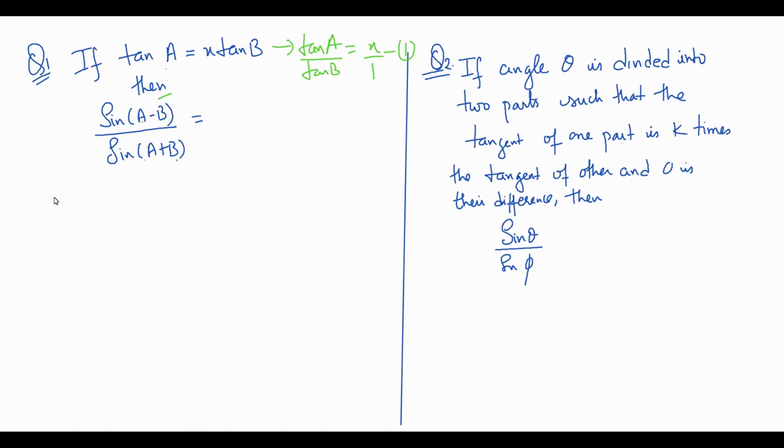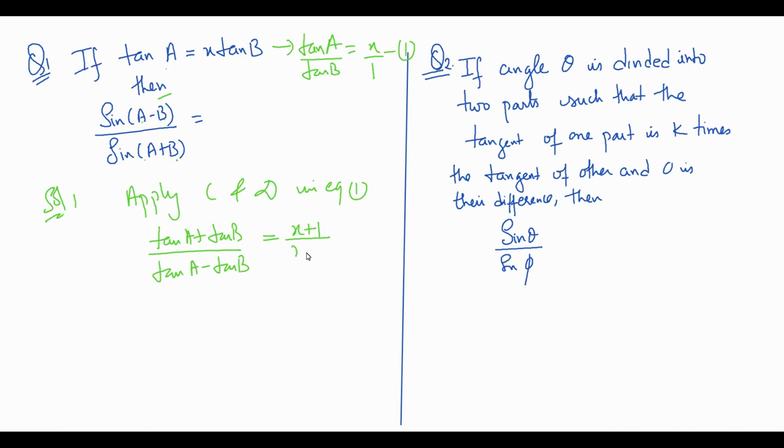This is the solution of the first question; I'm just solving this in order to learn this result. Apply C and D in equation 1, that is numerator plus denominator upon numerator minus denominator, and on RHS numerator plus denominator upon numerator minus denominator. And what do you do here?